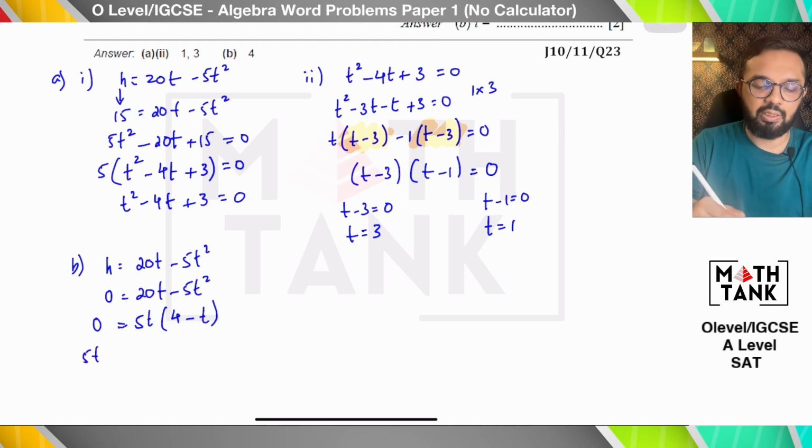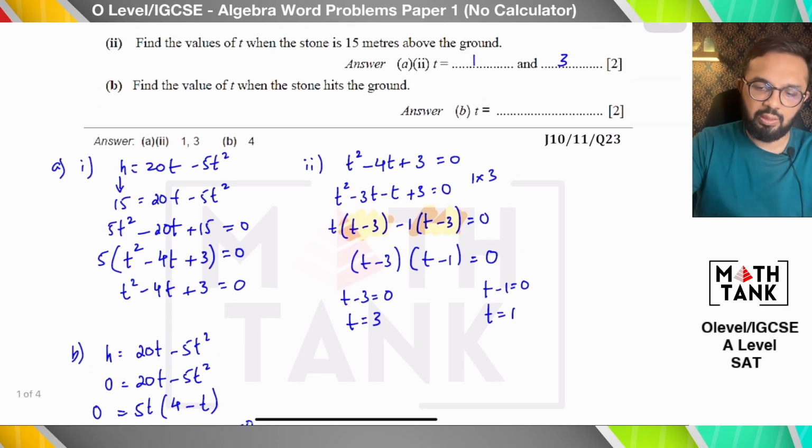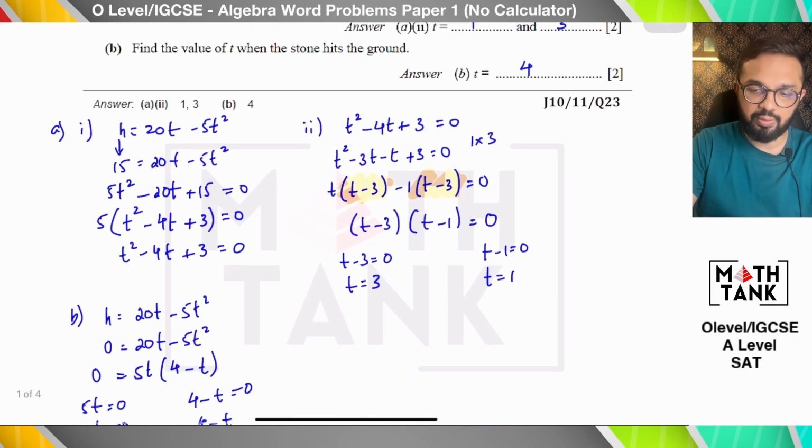So either 5t equals 0 or 4 minus t equals 0. So I get t equals 4 and t equals 0. So that gives me my answer, that it was at the ground at 0 and then it hits the ground at 4, because it's saying hitting the ground, so it's 4.